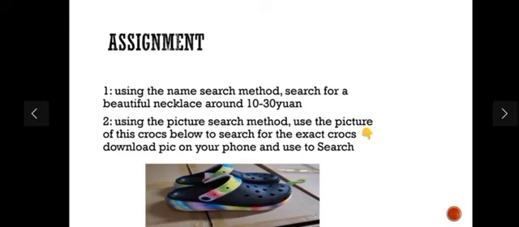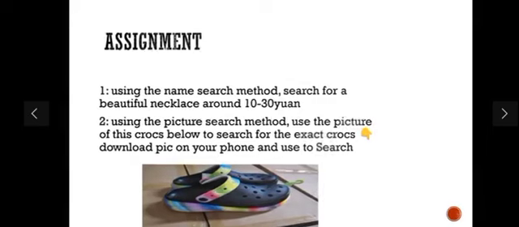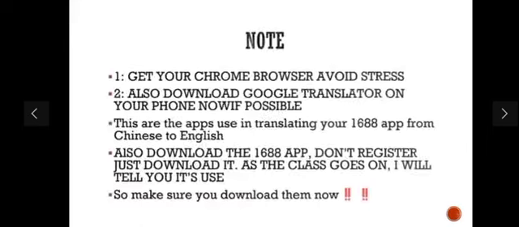So assignment number one, using the name search method, search for a beautiful necklace around 10 to 13 yuan. Then using the picture search method, use the picture of this croc below to search for the exact croc. Maybe if you cannot download this picture, you could snap anything you have, maybe a shoe, a bag. Just make sure you do the assignment and take it seriously. Make sure you practice it. Like they say, practice makes perfect.